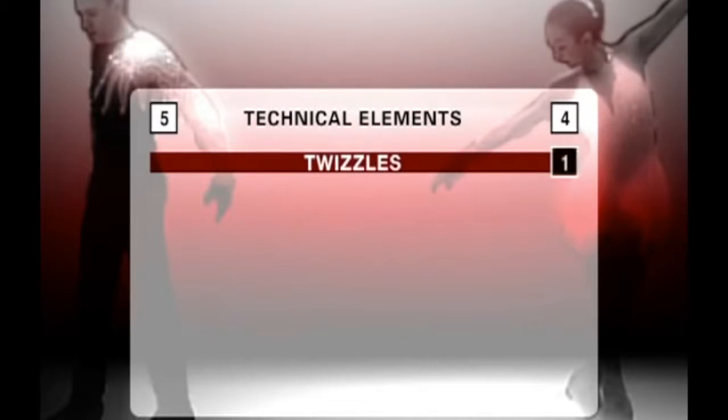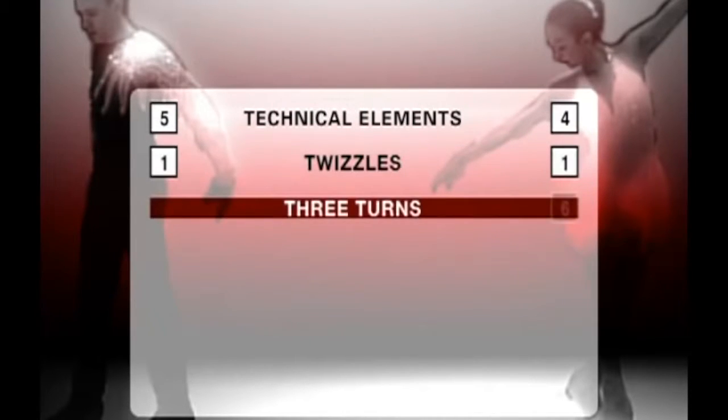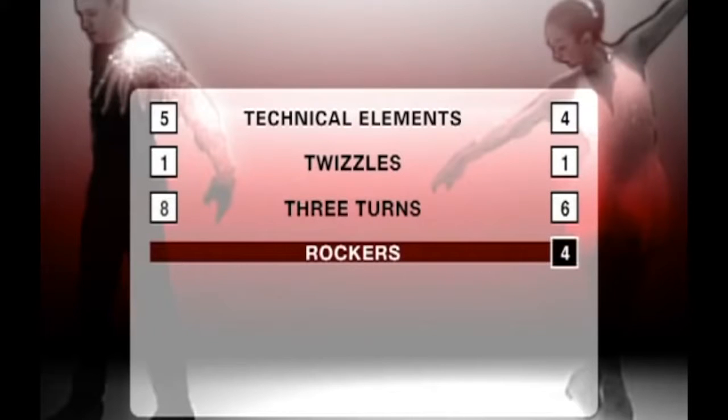Taking the first 1.5 minutes of their program, they performed the following. Technical elements: the lady did 4 and the man 5. Twizzles: the lady did 1 and the man 1. 3 turns: the lady did 6 and the man 8, not including the element entries. Rockers: the lady did 4 and the man none.